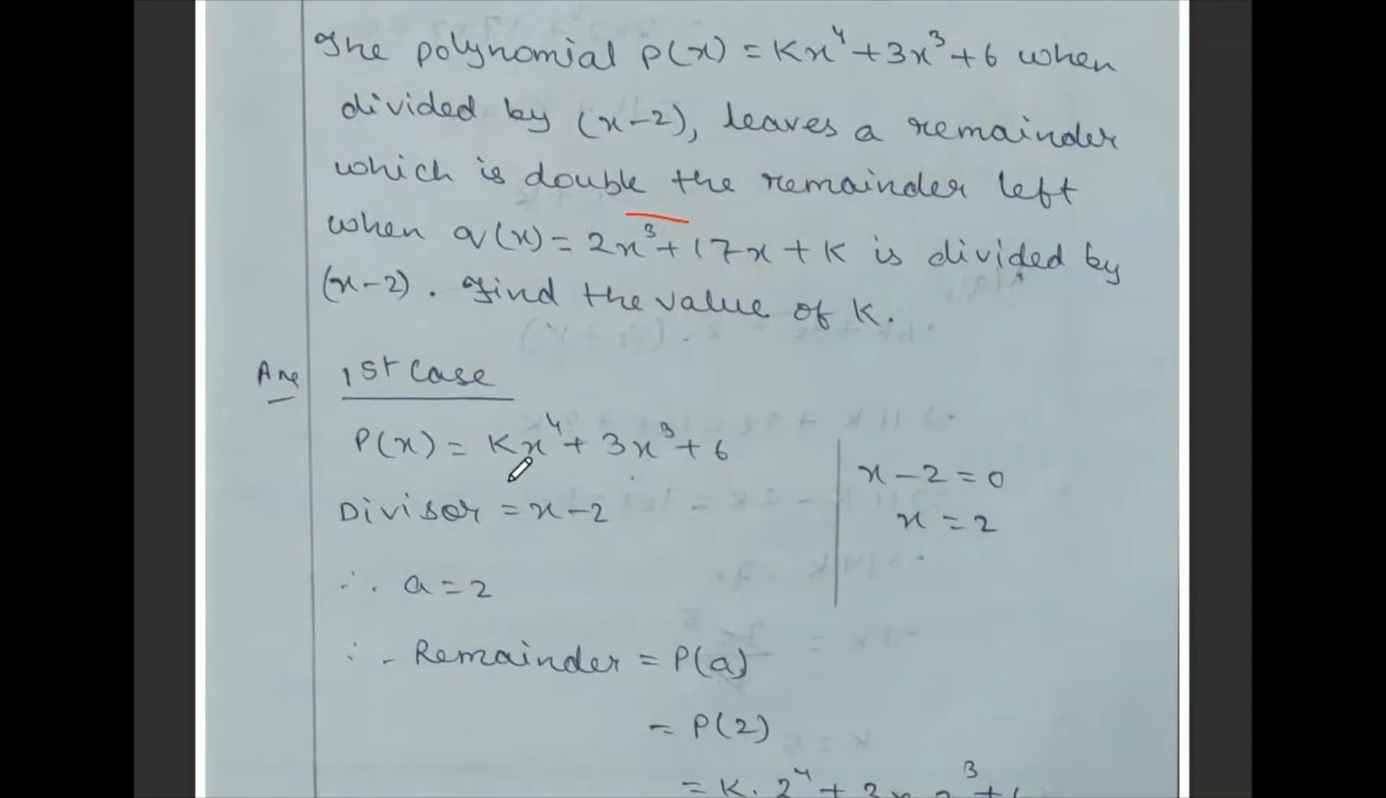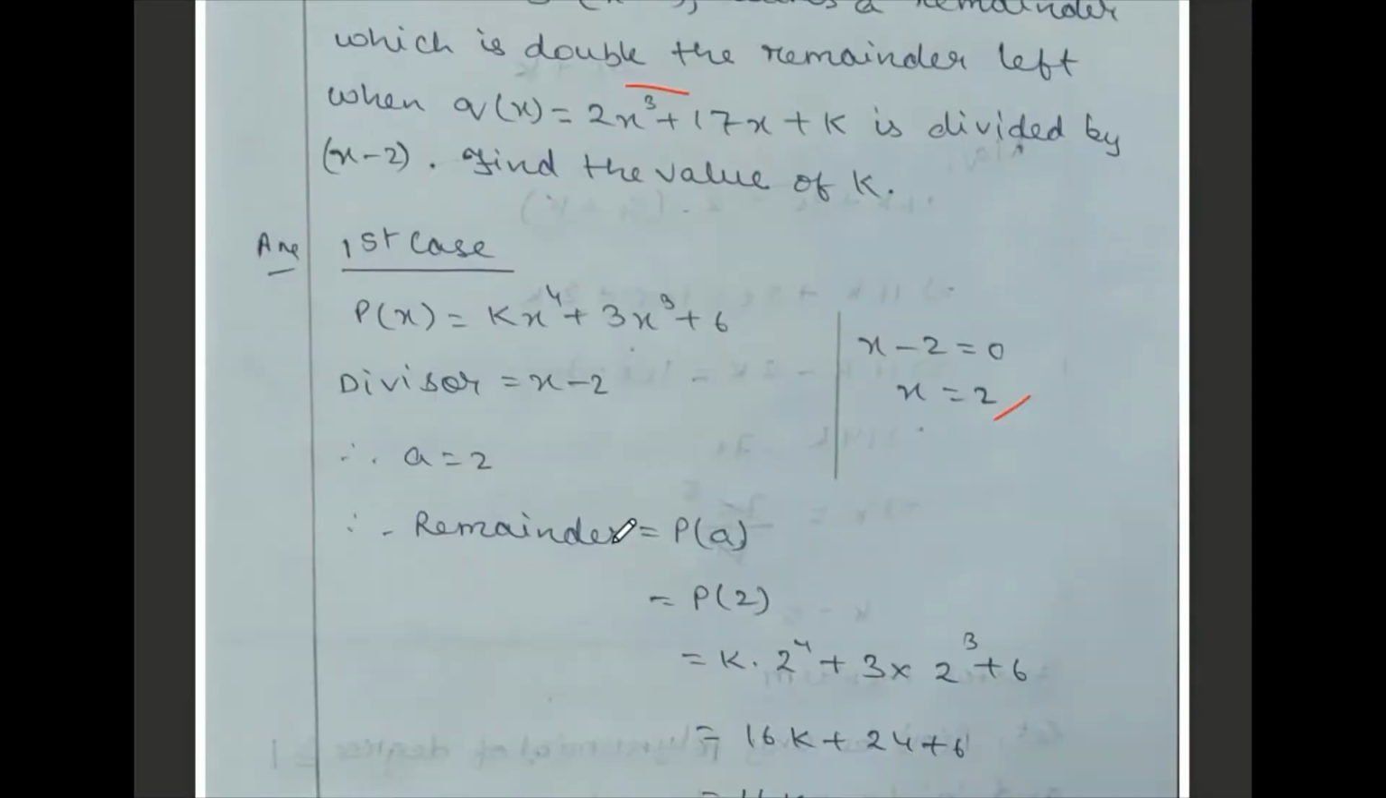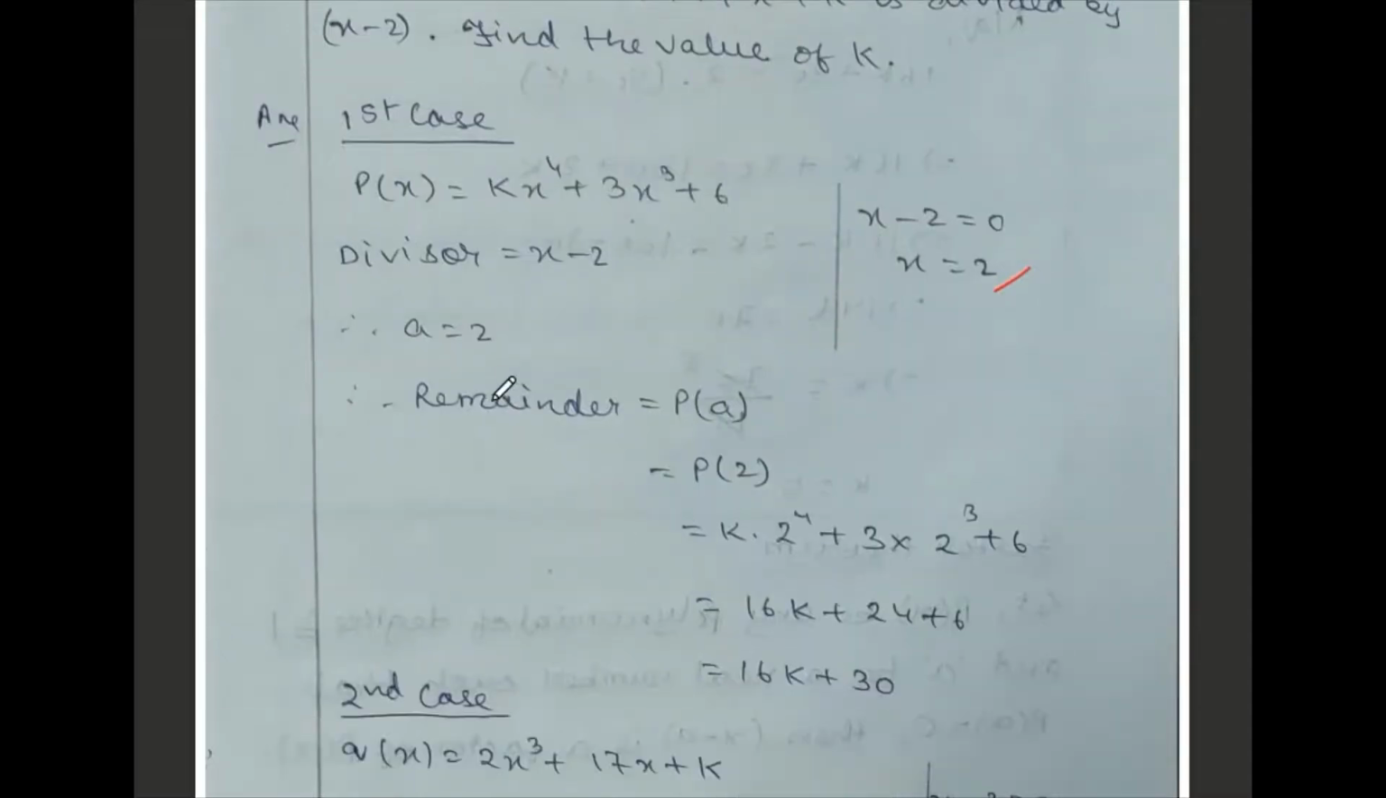So here also same thing. We'll go for the first case. P(x) is equal to kx to the power 4 plus 3x cube plus 6. In the first case the divisor is x minus 2. Take this divisor out. Get the value for x. So we are getting x is 2. Now that x we can use for a also. So a is equal to 2.